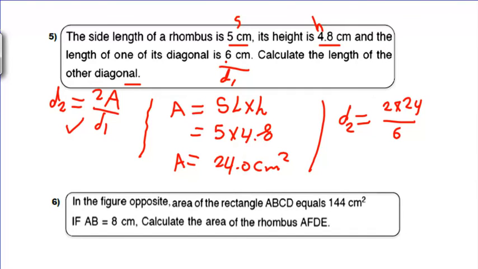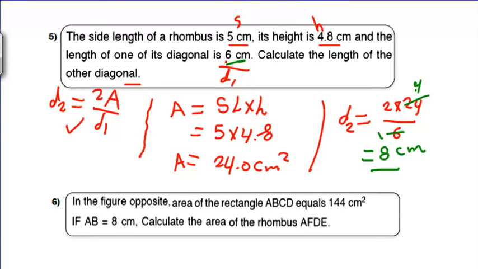I will simplify, or do it by using your calculator. 6 divided by 6 equals 1. 24 divided by 6 equals 4. 2 times 4 equals 8. So D2 equals 8 centimeters. So the two diagonals are 8 centimeters and 6 centimeters.